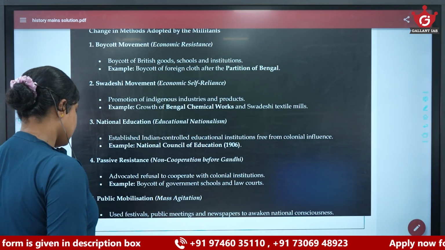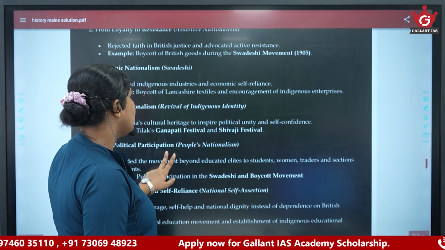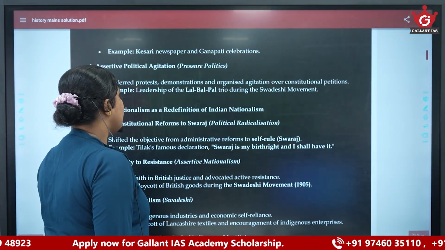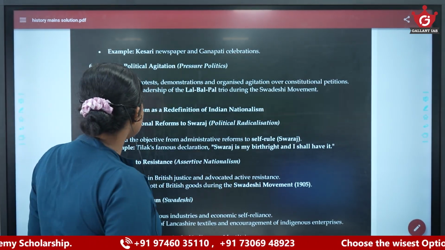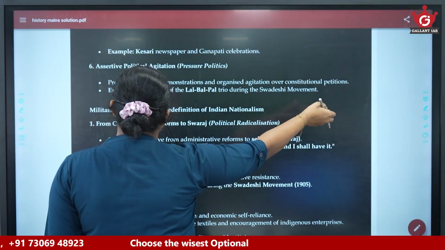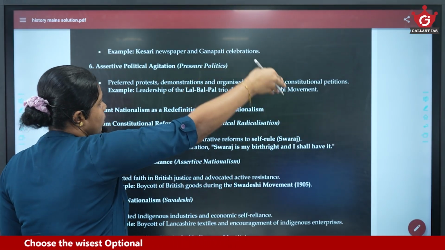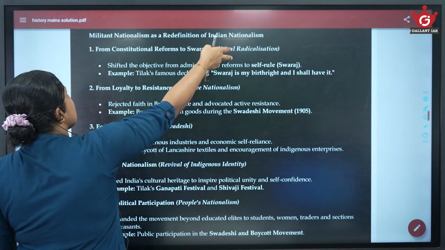Next is public mobilization, how they used festivals, public meetings, and newspapers. Like you can talk about Tilak, how he used the Ganapati celebrations and the Kesari newspaper. Next is assertive political agitation, like the leadership of Lal Bal Pal. You can mention how assertive it was. So next part of the question is how it was a redefinition of Indian nationalism.